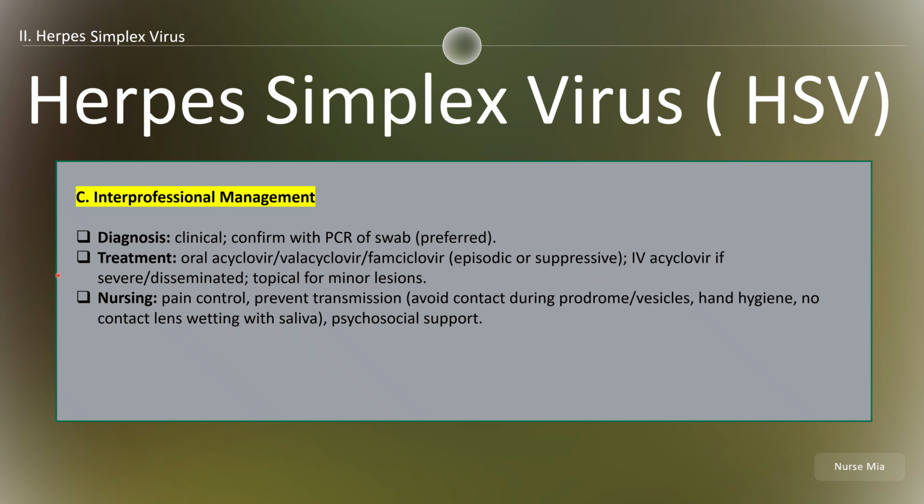Treatment: oral, this is viral medicine. Acyclovir is a very common medicine. IV acyclovir if severe, topical for minor lesions. For nursing: pain control, prevent transmission, avoid contact during prodrome and vesicles, hand hygiene, no contact lens wetting with saliva, and psychosocial support.